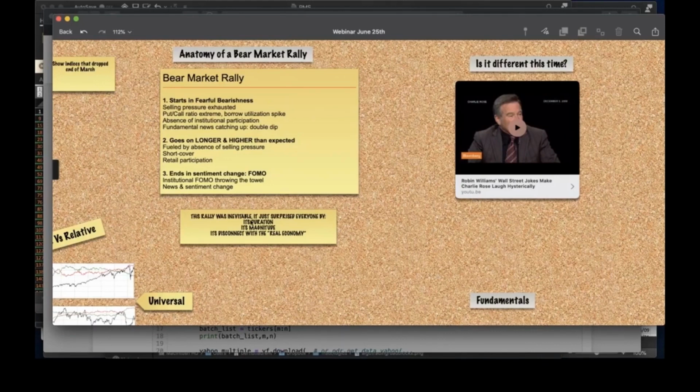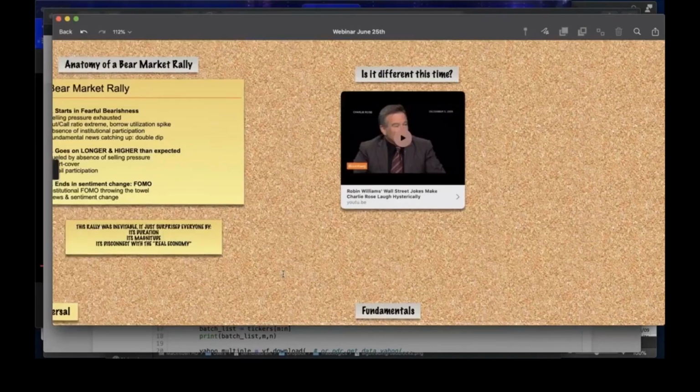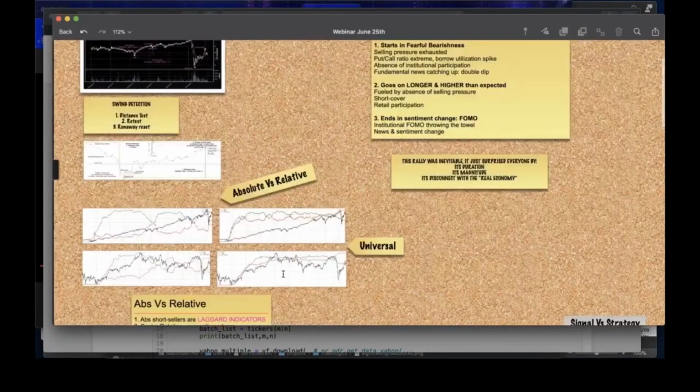If we look at this through the framework of floor and ceiling and swings and bear market rally, this rally was inevitable. It was absolutely inevitable. It just surprised everyone by its intensity, by its duration, and by its magnitude. And the disconnect that happened because of the economy, I'll leave the floor to this gentleman who will explain what happened. Now, after that, I'd like to talk about one last thing, the fundamentals, and then we'll open to questions.